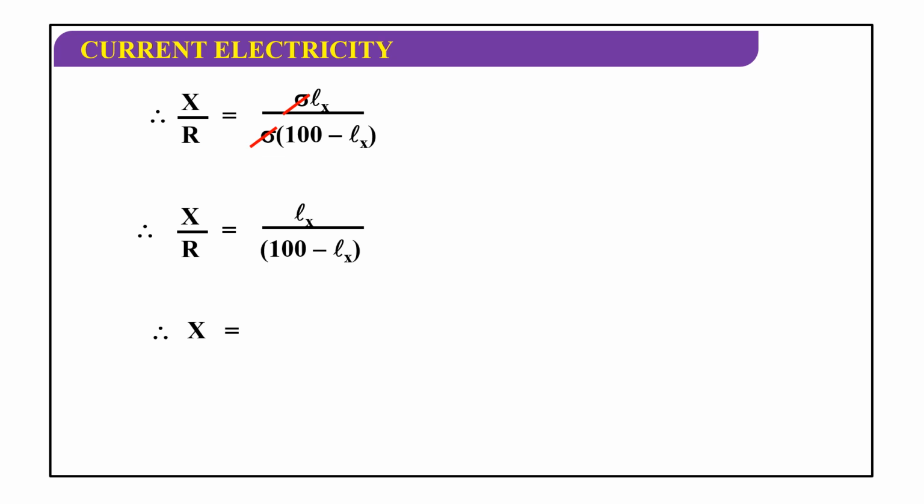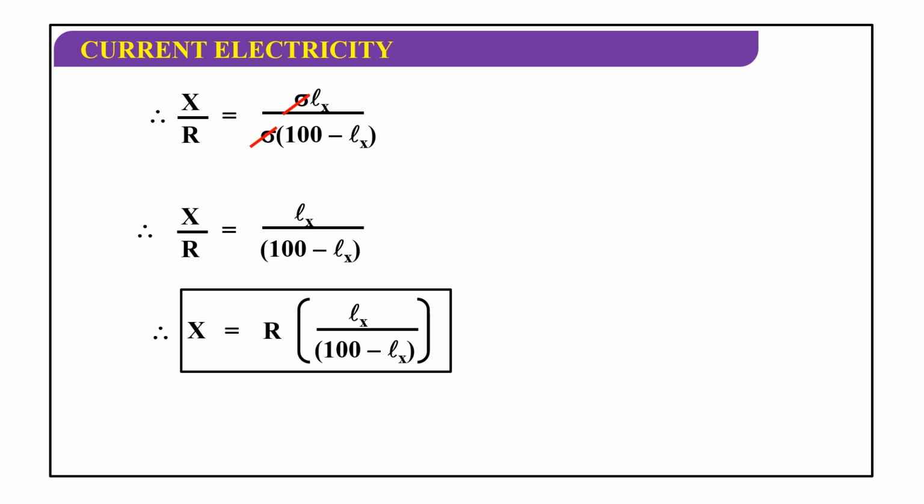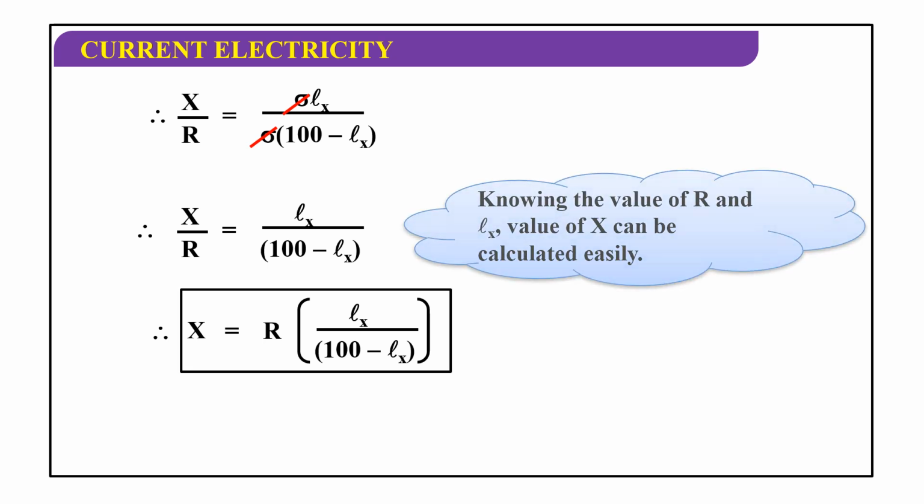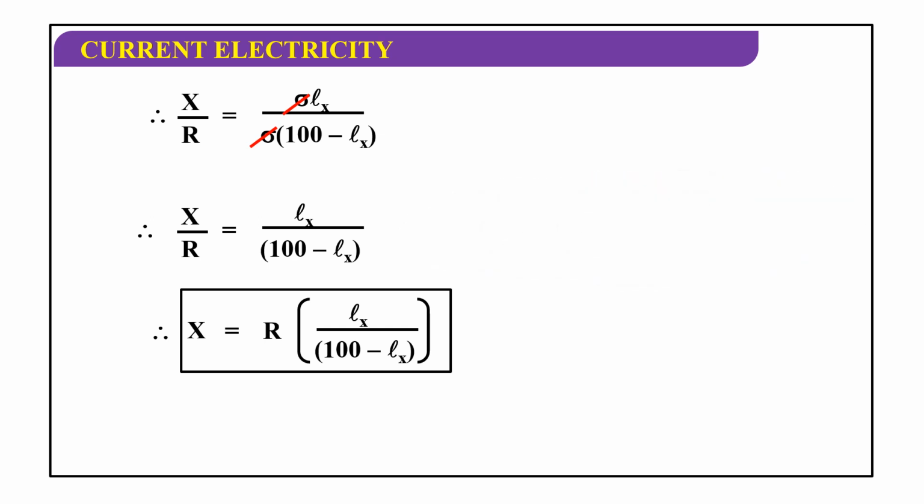So we know Lx. We know R. So we can calculate X from this relation. X is equal to R multiplied by Lx by 100 minus Lx. Knowing the value of R and Lx, value of X can be calculated easily.